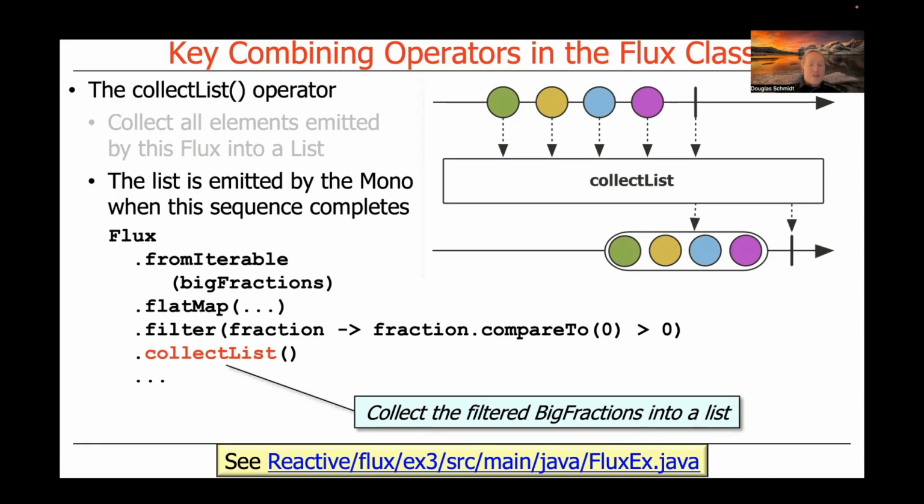So here's a simple example that we'll look at in our case study, where we're going to iterate through a bunch of big fractions. We do some operations to each one. We filter out stuff that's going to be 0 or less than 0. And then we go ahead and collect all the results into a list or to a mono to a list.